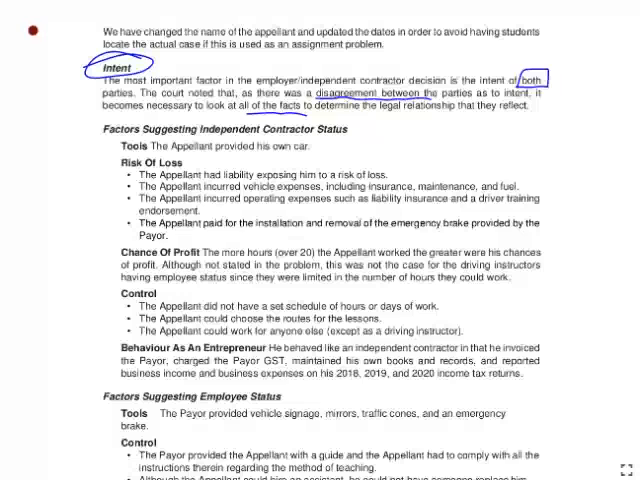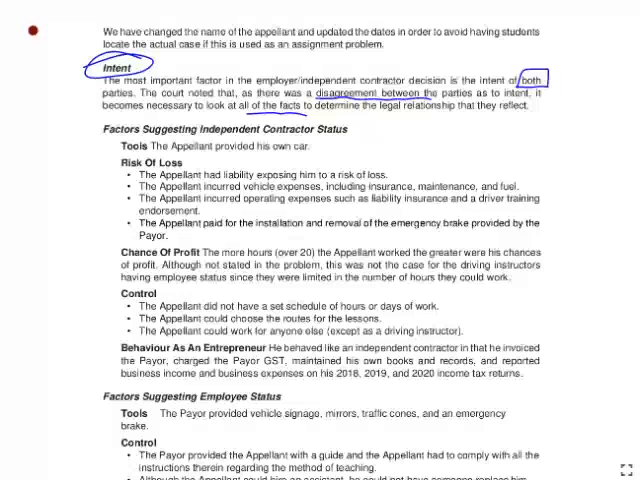Those are things you should do, but we'll see if that's enough. We have, so the worker was invoicing. The worker did not receive any employee benefits, no health, dental, vacation pay, the stuff employees would normally get. The payer did not guarantee a minimum amount of pay. The payer's hours of operation were 8 to 5 Monday to Saturday.